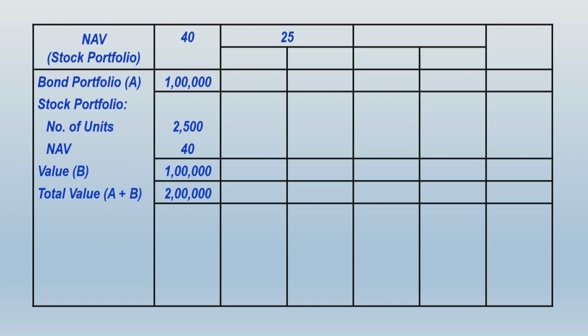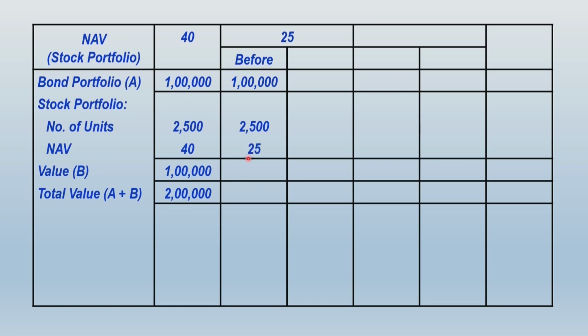So before the rebalancing, what would happen? Do you know your bond portfolio before the rebalancing will remain 1 lakh? Bond portfolio, no change, it remains 1 lakh. And your stock portfolio, that is the portfolio of your equity oriented mutual fund, this will be 2500 units, because we are talking about the scenario before rebalancing. So it will remain 2500 units, but NAV per unit is 25 now. This is the revised NAV per unit.